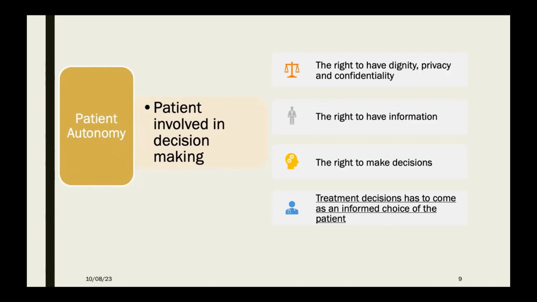Okay. Now, what happens is that in patient autonomy, the patient is completely involved in decision making. Okay. And when we say involved in decision making, the four important points that we need to remember are that the patient has a right to have dignity, privacy, and confidentiality. The patient also has a right to have the correct information. The patient also has the right to make his own decisions. And the treatment decision, whatever would be taken, has to come as an informed choice of the patient. So these four important points together make up patient autonomy.